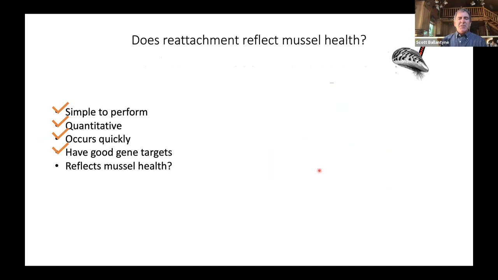So I'm going to argue that this, at least this phenotype, satisfies a lot of the criteria I listed a moment ago. It's definitely simple to perform. Anyone can do this. It's quantitative, you come up with numbers. It occurs fast. We can get complete reattachment in as little as 24 hours. And we do have good gene targets. As Daryl mentioned, we have a number of these Bissell genes. We think we may have the complete composition of genes that make up the Bissus. And so we have a number of good gene targets for this.